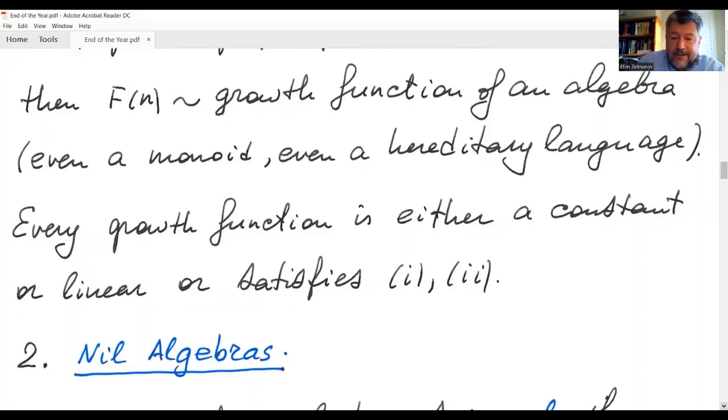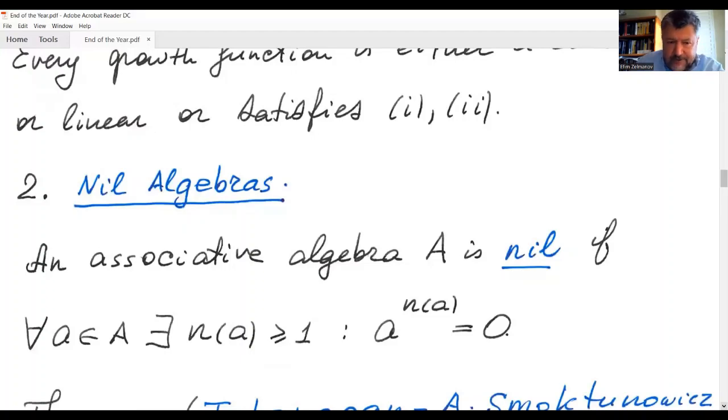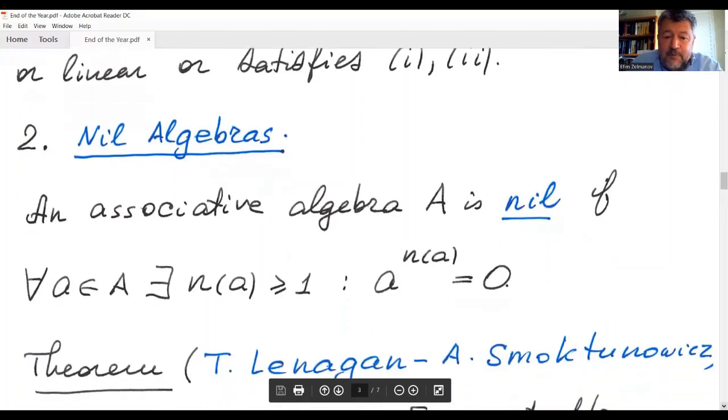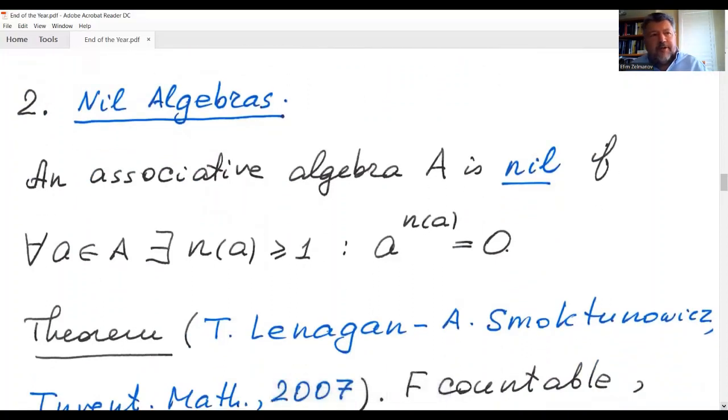Now, let us talk specifically about nil algebras. An associative algebra is called nil if an arbitrary element is nilpotent. So for an arbitrary element, there exists some positive integer such that we have this equality. But of course, this integer depends on the element. And for many years, it was an open problem if there exists a finitely generated associative nil algebra, which is infinite dimensional, with polynomially bounded growth function. That would be a much stronger version of the solution of the Burnside problem, because in groups, there are no periodic finitely generated infinite groups with polynomially bounded growth functions.